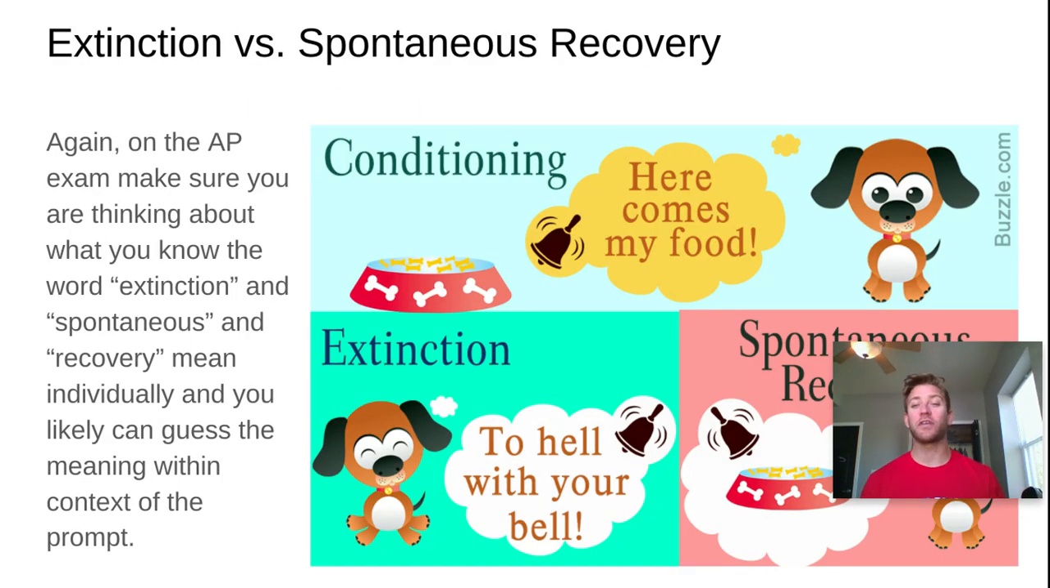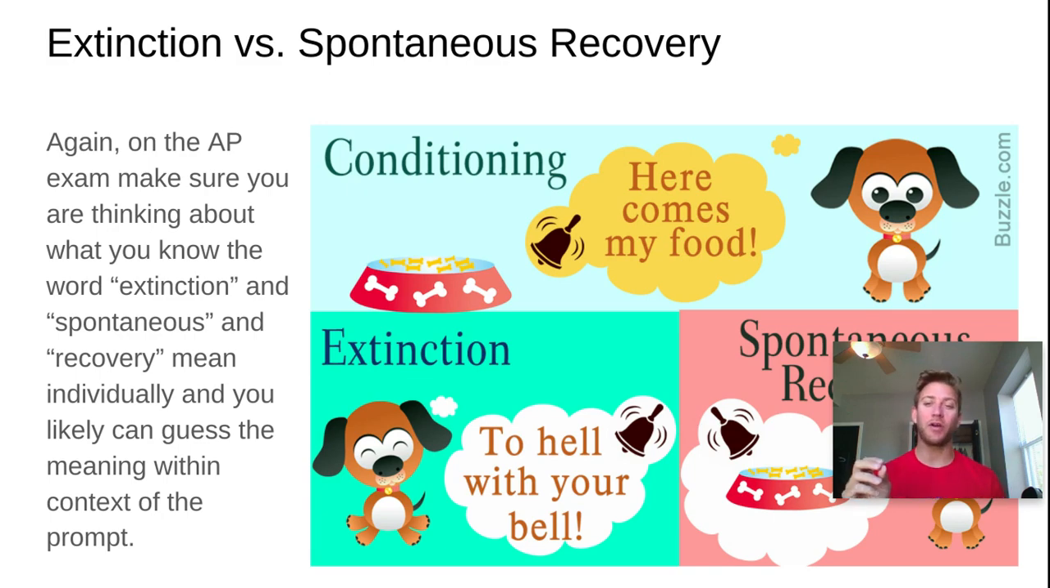The last two are extinction and spontaneous recovery. So if I pair bell, food, bell, food, bell, salivate, bell, salivate, bell, salivate, bell, less salivate, bell, no salivate, then the response has become extinct. They learn that the bell no longer equals food. But then if you go bell, food, and then you go bell, the dog is going to salivate because they were spontaneously recovering the learning, and now they have that same response.